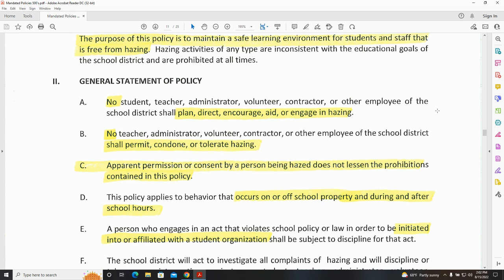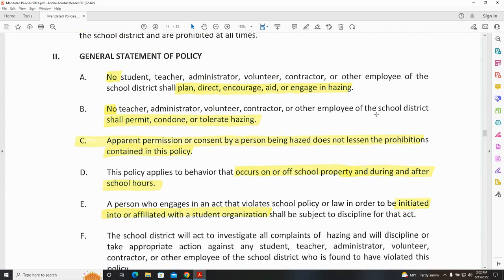So no student, teacher, administrator, volunteer, contractor, or other employee shall plan, direct, encourage, aid, or engage in hazing. None of those parties shall permit, condone, or tolerate hazing. And I think a big thing here with the topic of hazing is that if you're aware of it, you want to report it. You don't ever want to turn a blind eye to this. I think this is sometimes viewed as tradition or somehow acceptable, and it's not. It's not something that we want to have with any of our student activities at all.